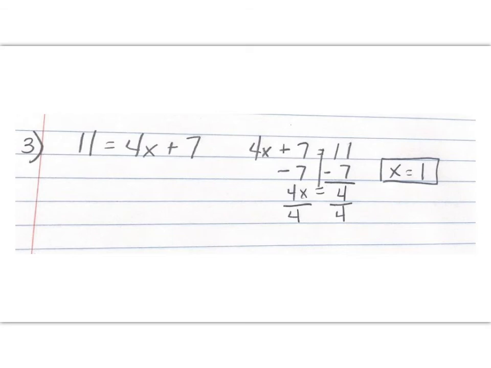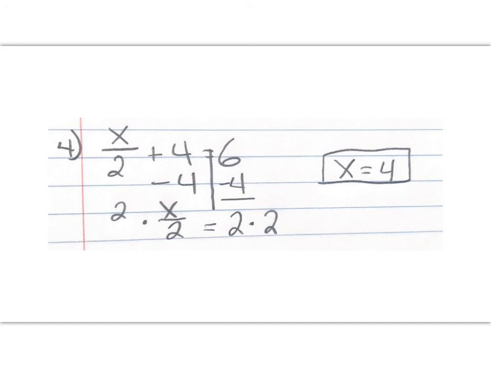Alright, so now if we look at our problem, first thing we need to do is get rid of our constant. So the constant in this problem is a positive 7. So we are going to subtract 7 on each side. We are left with just 4x on the left-hand side, and I'm left with 4 on the right-hand side. So we have 4x equals 4. So the opposite multiplication would be division. So we divide each side by 4. And x equals 1.